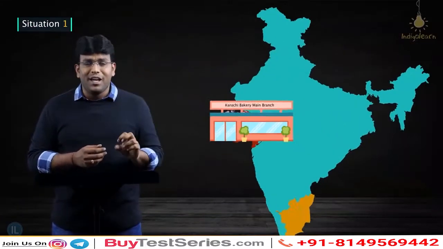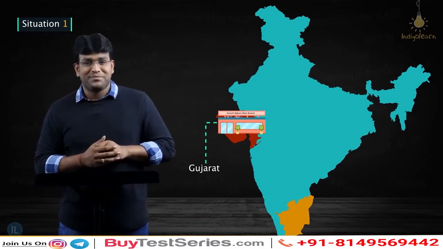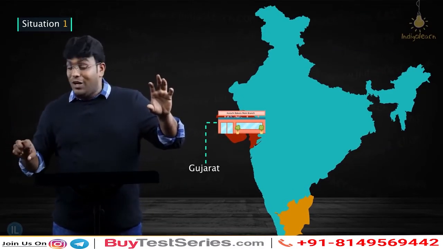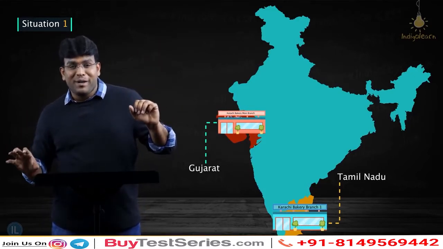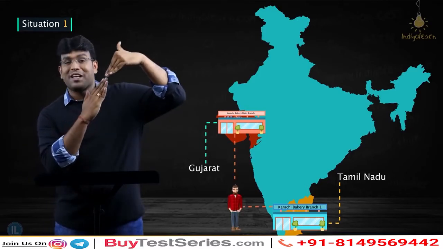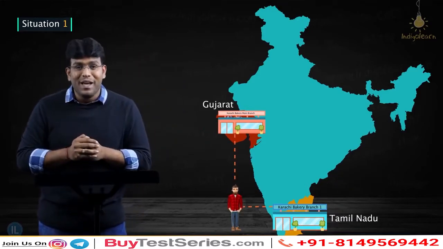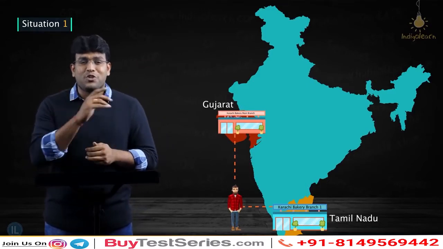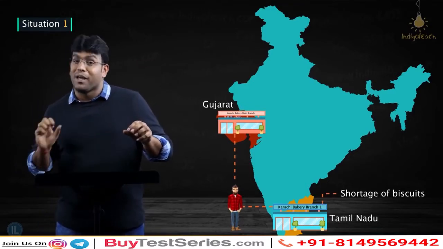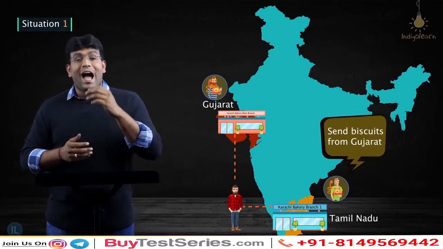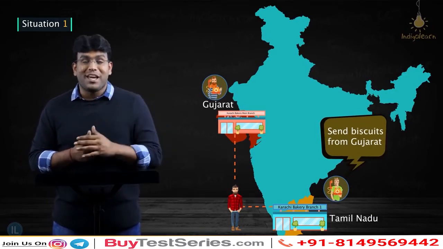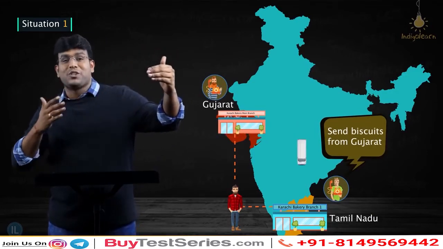Just imagine a situation one. Let's say there is a bakery known as Karachi Bakery which is located in Gujarat, and there is another Karachi Bakery located in Chennai, and both these bakeries are owned by the same person. One day what has happened? There was a shortage of biscuits in the Karachi Bakery Chennai branch. The Chennai branch immediately contacted the Gujarat branch and asked them to transfer some biscuits from the Gujarat godown to the Chennai shop.